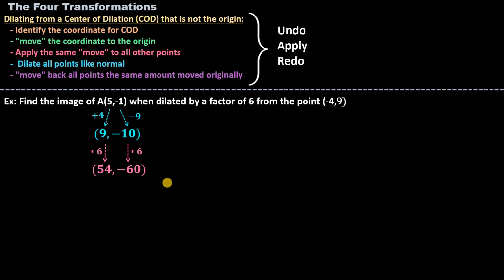And then we need to redo the point back into it. So instead of adding and subtracting, we do what the actual point is. So we subtract 4, we add 9, giving us our final answer of (50, -51). And then that is A' because we came from A.